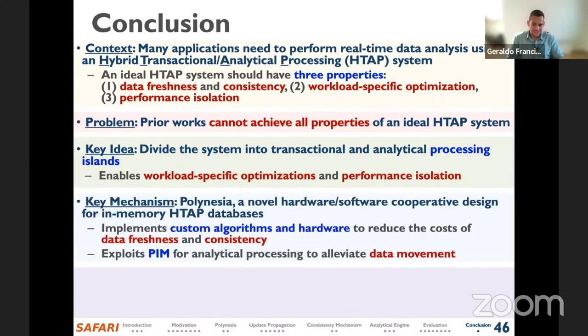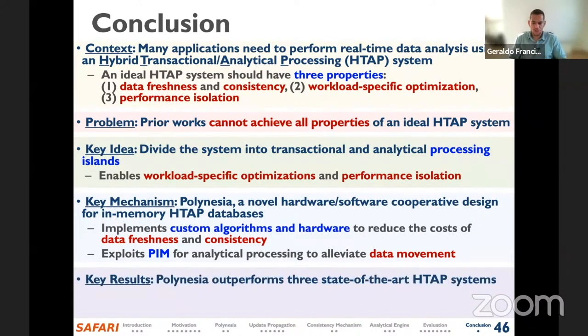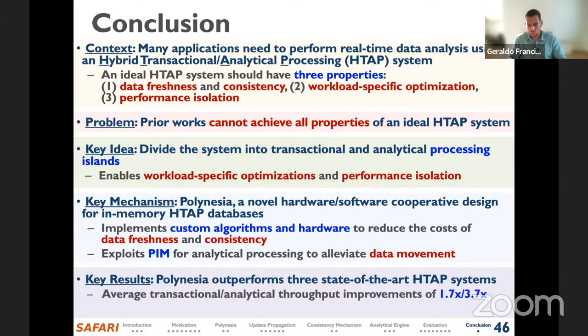We leverage our key idea to implement Polynesia, a novel hardware-software co-designed HTAP system that implements custom algorithms and hardware to reduce the cost of maintaining data freshness and consistency in HTAP systems, and exploits processing-in-memory to alleviate the data movement caused by analytical workloads. We extensively evaluate Polynesia against three state-of-the-art HTAP systems, and we observe that it increases transactional and analytical throughput by 1.7 times and 3.7 times on average, and reduces energy consumption by 48%.